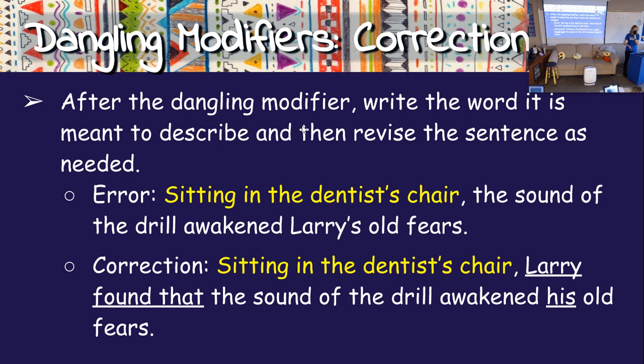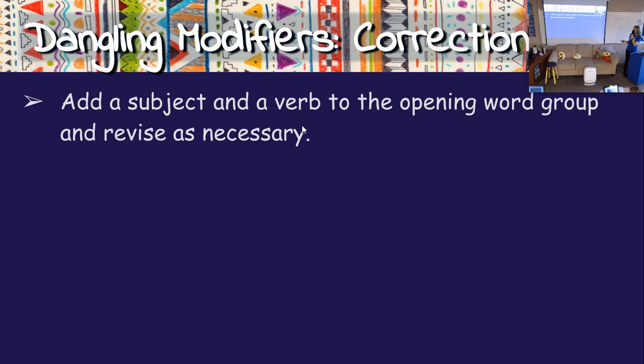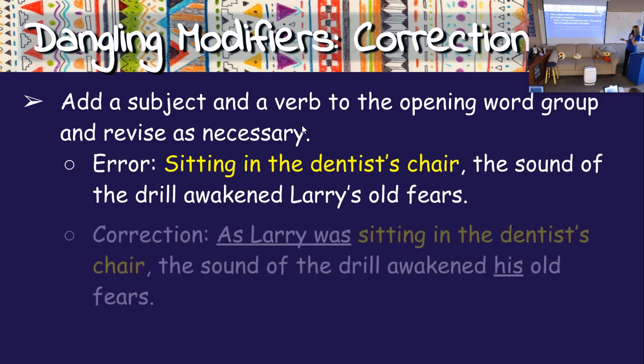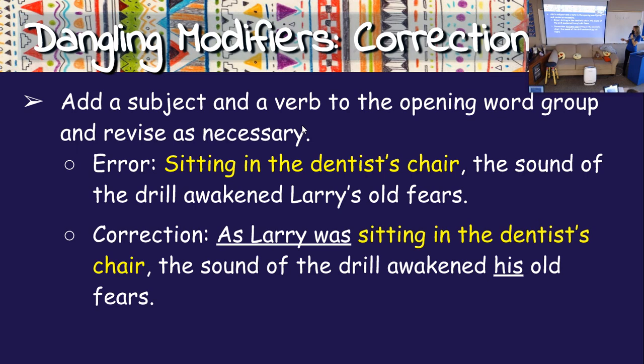Okay? Now correction number 2 is that you can add a subject and a verb to the opening word group, and then again just revise the sentence as necessary. So you can change that opening phrase to an opening clause instead. So here's what this would look like. So there's the error, and here's our fix. As Larry was sitting in the dentist's chair, the sound of the drill awakened his old fears. So we add the word Larry and a verb to that opening phrase, and then it's good to go.